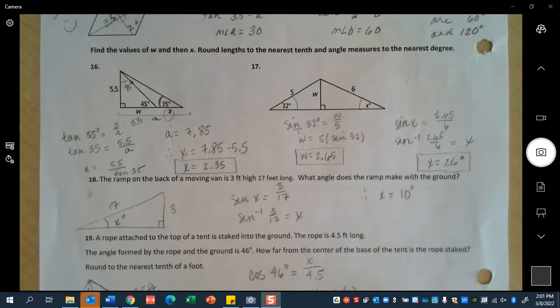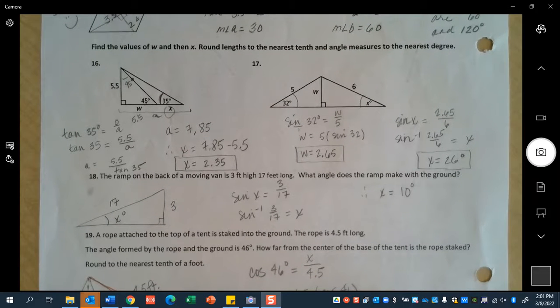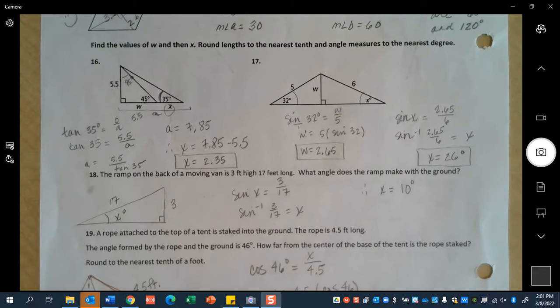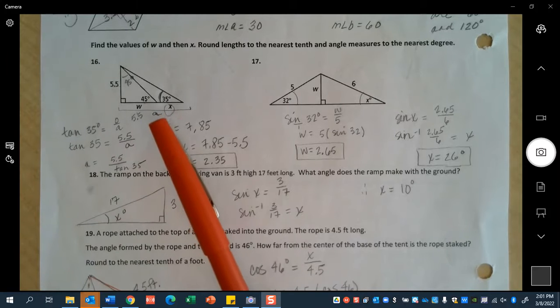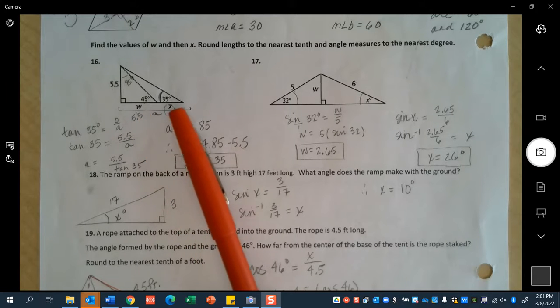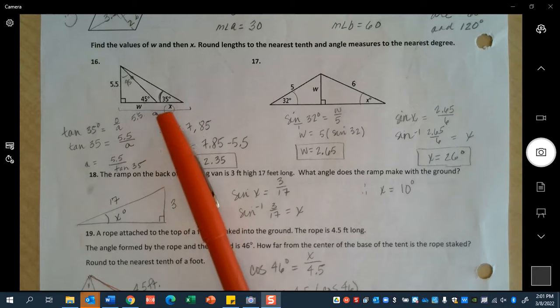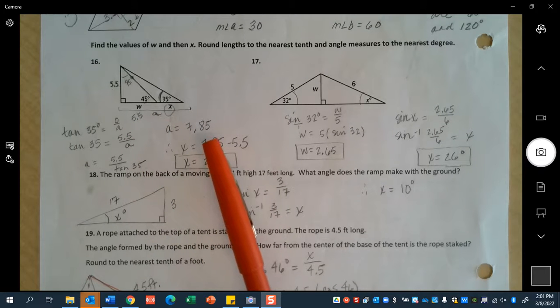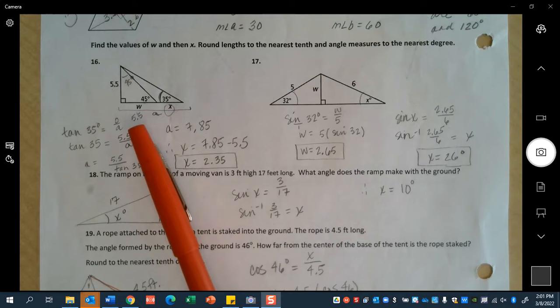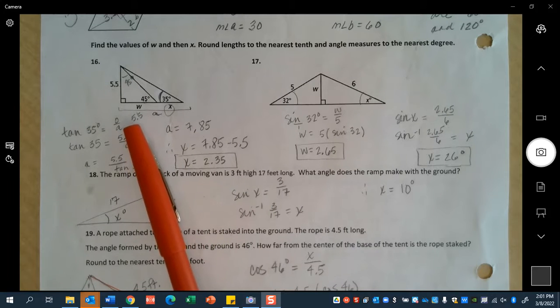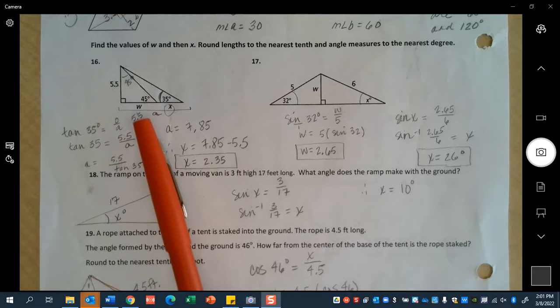16 and 17, we ended up, so 16 was confusing because I ended up solving for this A, this adjacent side, and then I went ahead and I subtracted this distance W from it to find X. And I knew that W was 5.5 because it was a 45, 45, 90 isosceles right triangle.